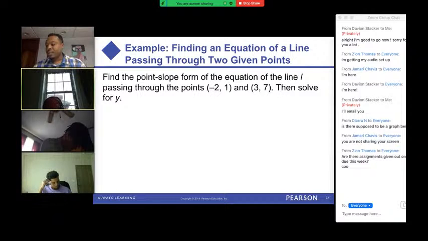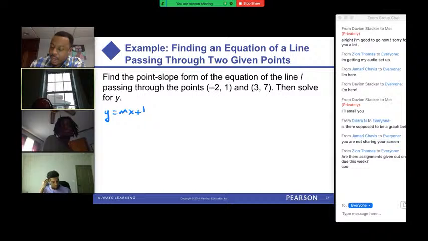Find a point slope form of the equation of the line passing through these points, and then solve for y. Okay, I'm just going to work this one my own way. So again, I'm a fan of the slope-intercept form, which is y equals mx plus b. I had students show it to me in the past. I confirmed it. It actually works. So I like it, so I use it.